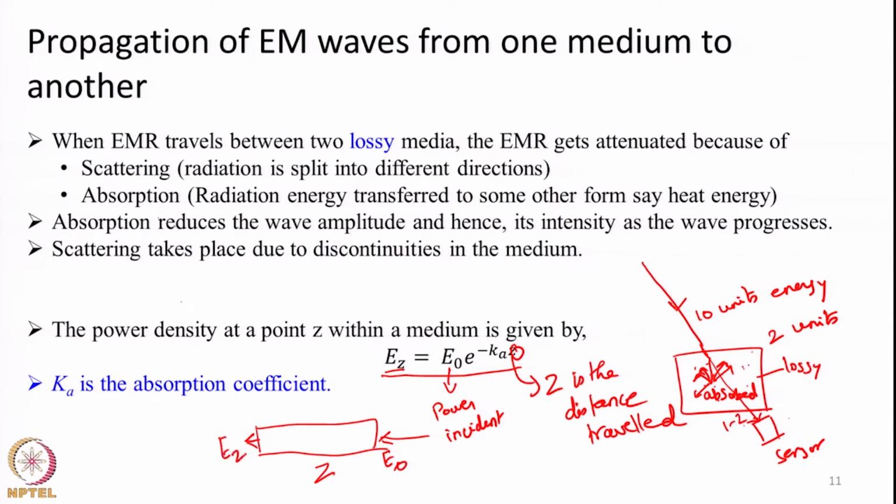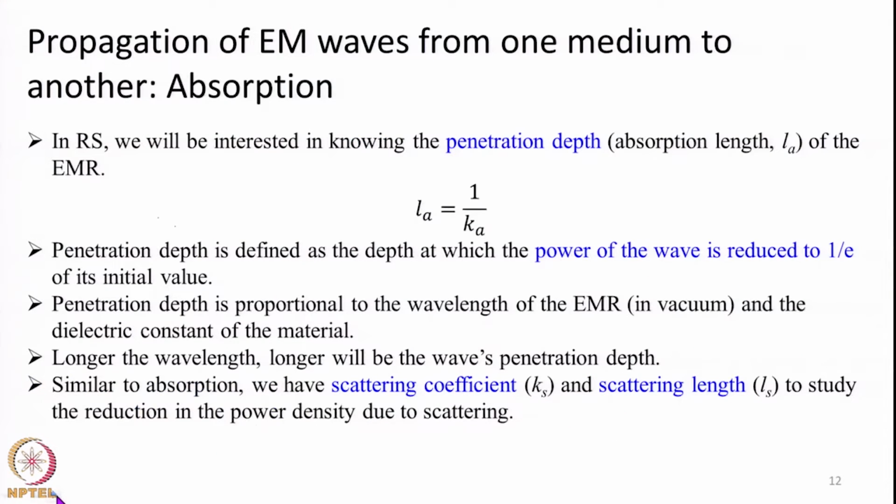This relationship, Ez equals E naught e to the power minus Ka Z, is the simple equation relating the incoming power with the emerging power after it has travelled a certain distance in the medium, where Ka is what we call the absorption coefficient. Whenever EMR travels through a medium, there will be some loss, and that equation is given by Ez equals E naught exponential of minus Ka Z, where Ka is called the absorption coefficient if we consider only absorption. It will be called the scattering coefficient if we consider only scattering, or if we consider both of them together it will be called the attenuation coefficient.